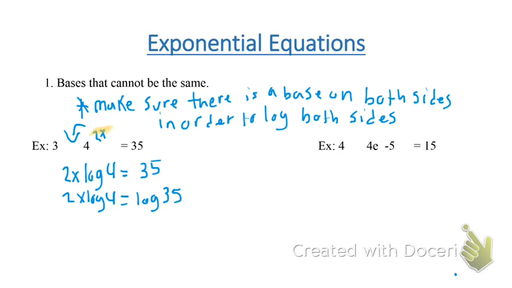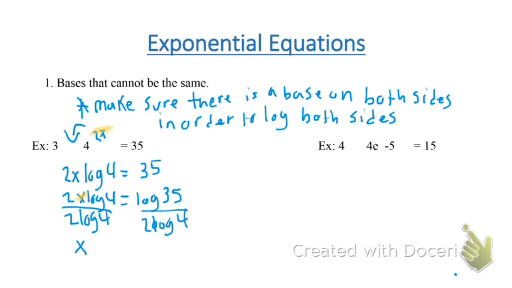Now we have to get x by itself. So in order to do this, we must divide both sides by 2 log of 4. So we divide this side by 2 log of 4. So once we have done this, we will need to use a calculator. Any calculator will work, but you have to make sure that you plug it into the calculator very carefully.